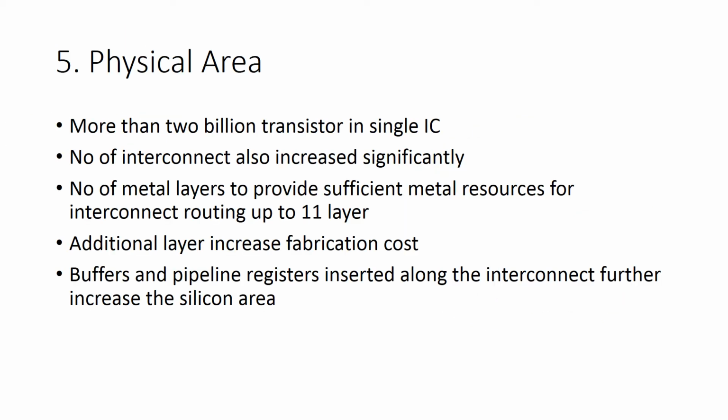Then the fifth is the physical area. There are more than 2 billion transistors in a single IC, so the number of interconnects has also increased significantly. The number of metal layers provided for interconnect routing goes up to 11 layers. Additional layers increase fabrication cost. Buffers and pipeline registers inserted along the interconnect further increase the silicon area.